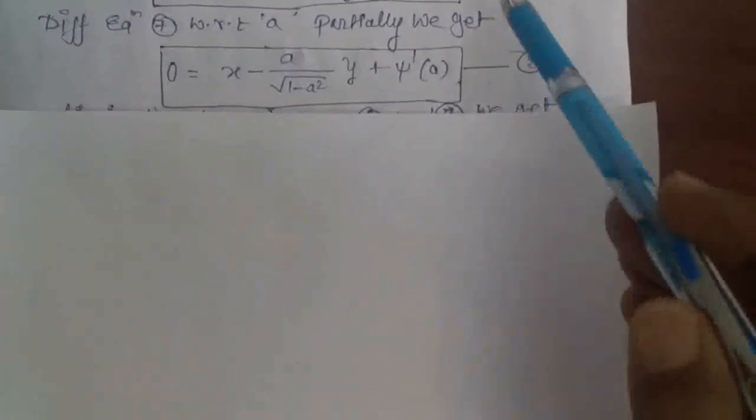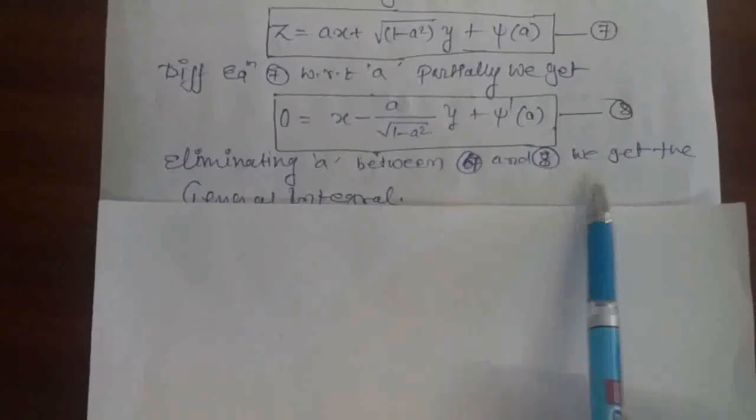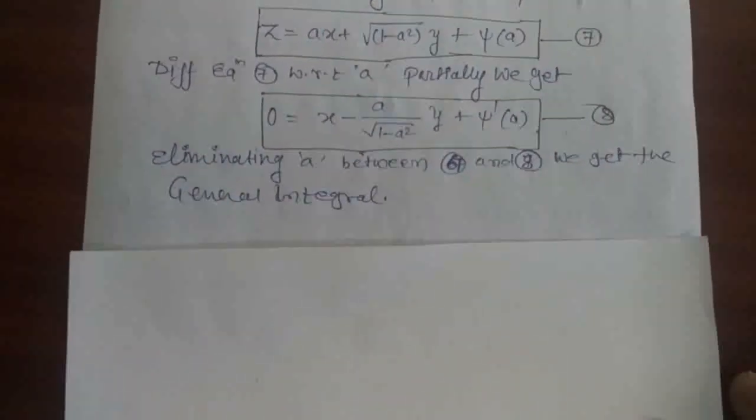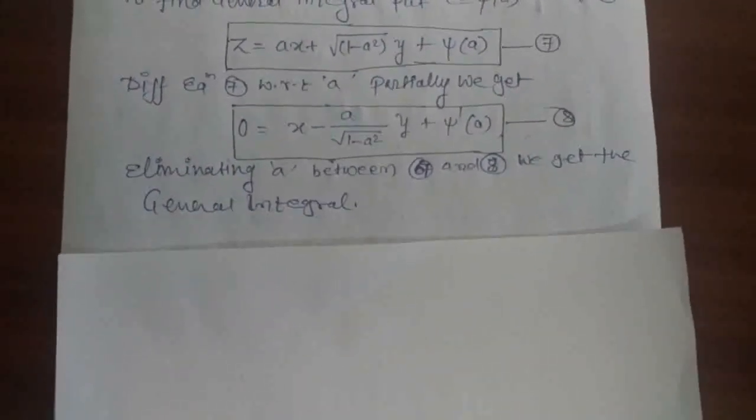But the function is arbitrary, so it is not easy to eliminate, so we write eliminating a between 7 and 8, we get the required general integral. So this is how we solve non-linear partial differential equations of standard form first.